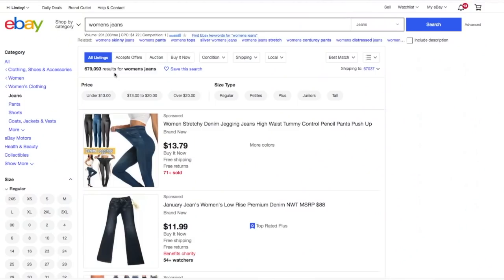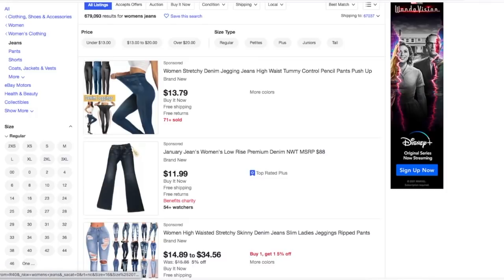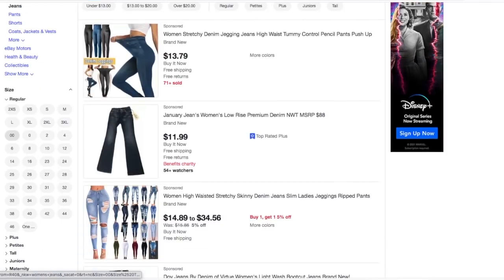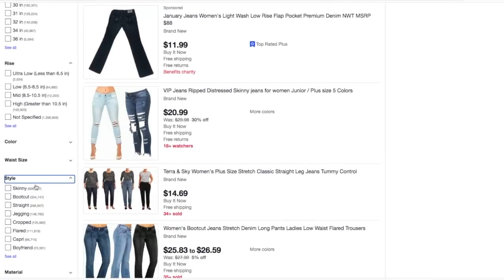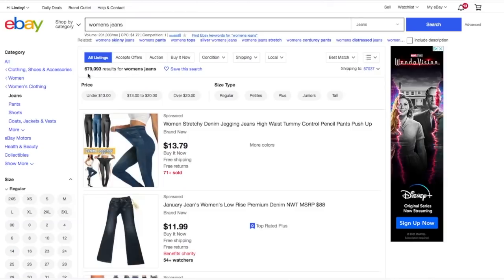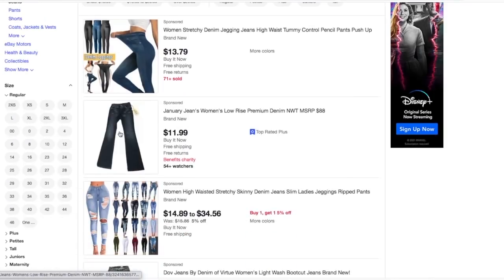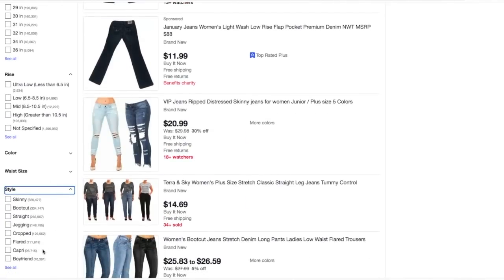And so now let's narrow down this product research a little bit more. We're going to use the side item specifics in order to do that. But now I want to go to style, right? Because right here, this tells us how many competing listings there are of these certain styles. So we have 679,000 listings, and here is how it breaks down into cuts. We can see what the most competitive markets are.